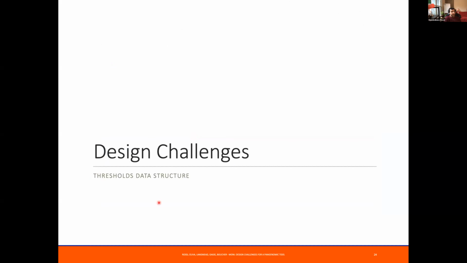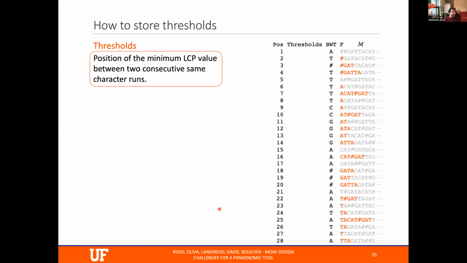So I will talk about how we designed the threshold data structure. To recall, those are the positions of the minimum LCP value between two consecutive same-character runs. In particular, the first time that you see a character in the BWT, the threshold will be 1. Why? Because if the threshold is 1, then we always jump up to the next occurrence of the character, which is the first one. So for the first 3 runs, the threshold value is 1. For this run, what we have here in orange is the longest common prefix between this suffix and the previous one. We want to find the minimum LCP value in this interval, and the minimum LCP value is in position 3. So the threshold between those two T's has value 3.